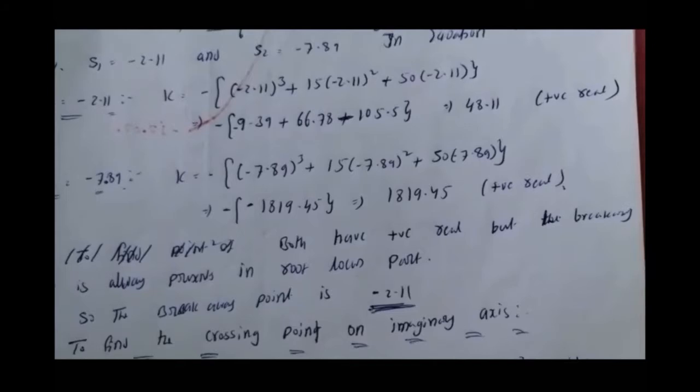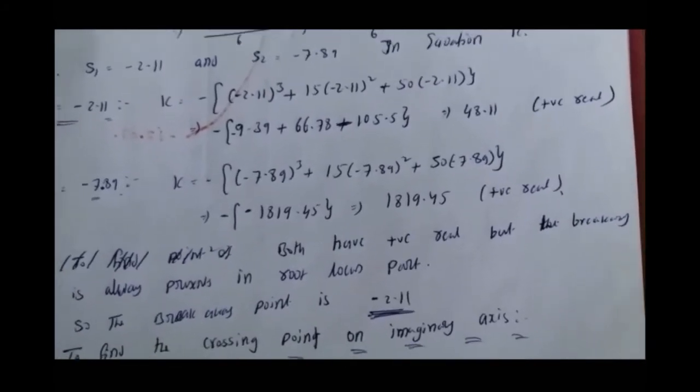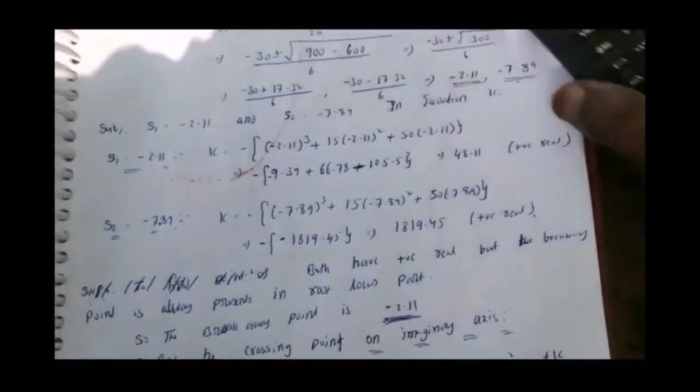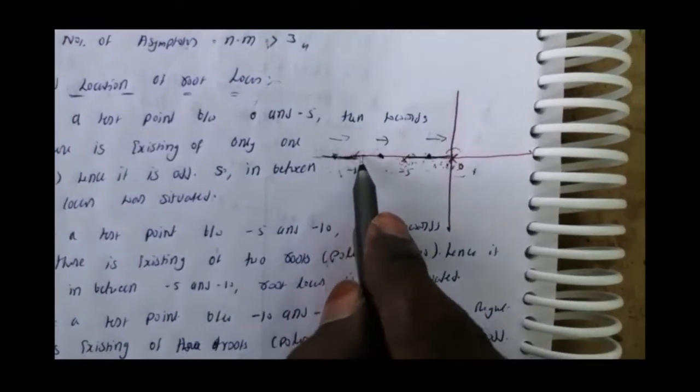So there is one more condition for breakaway point. The breakaway point is always present in the root locus. Among s1 and s2, that is minus 2.11 and minus 7.89, only minus 2.11 is situated in the root locus area. So how? Here and here we have the root locus, right? Minus 2.11 lies in between these two, so it means that it is on the root locus.